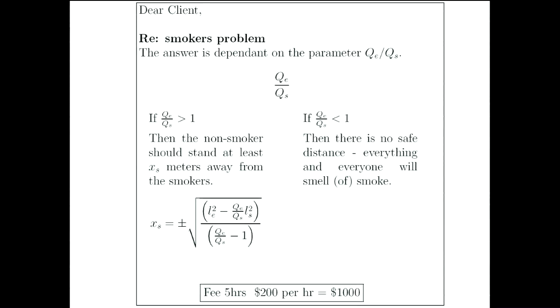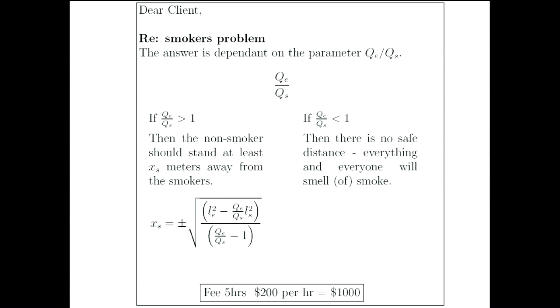And hopefully you should be able to tell your client that if Qe over Qs is greater than 1, then the non-smoker should stand X meters away from the smoker if he or she does not want to get secondhand smoke. But if Qe over Qs is less than 1, or if the exhaust fan which you have installed is not strong enough, it's quite weak, then everyone will get the smell of smoke. And then you can charge a ridiculous $200 per hour and get $1,000 in your pocket for a couple hours of work.